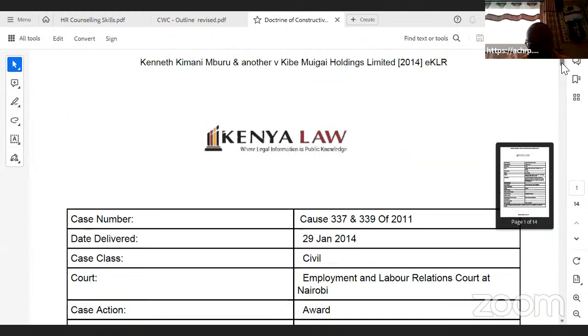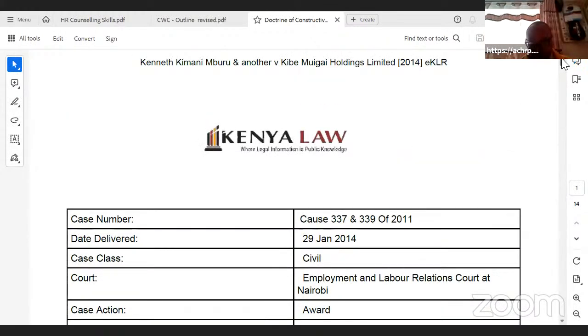And sometimes it is important as HR professionals to be going to the Kenya Law website. There are so many cases regarding employment. This was between Kenneth Borough and another versus Kibe Muigai Holdings Limited.